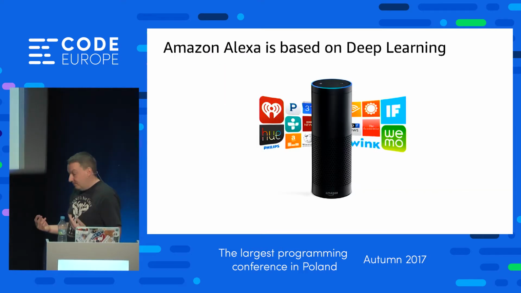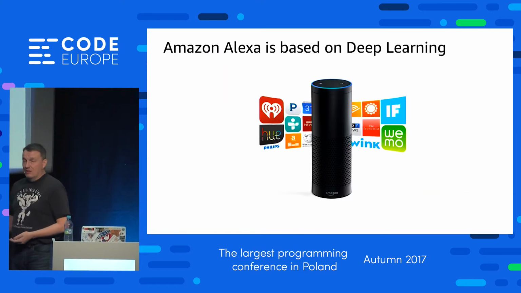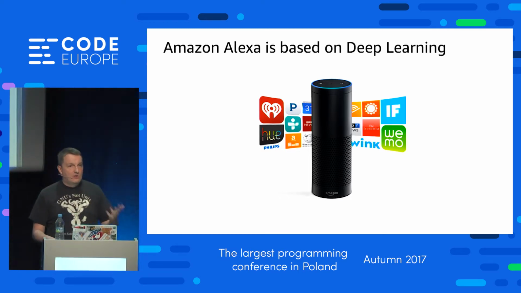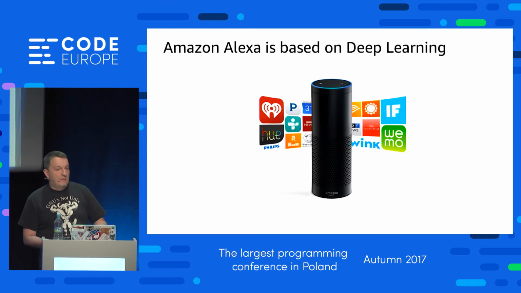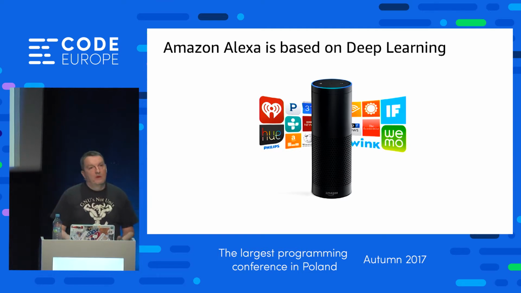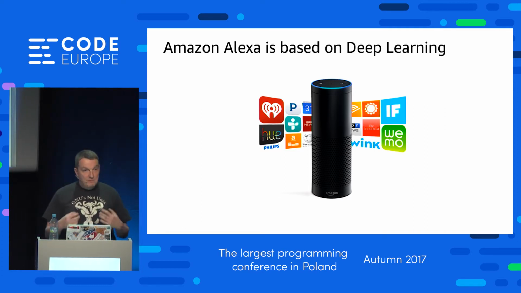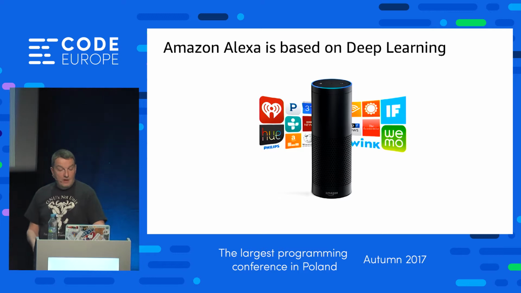And some examples, well, Amazon Alexa is based on deep learning. It's a very intuitive system to use. You talk to Alexa, and Alexa talks back at you. So it's all natural language, but of course, behind the scenes, it's all based on deep learning, right? So this is the kind of problem we solve.